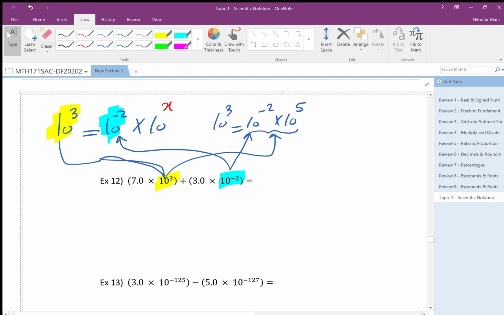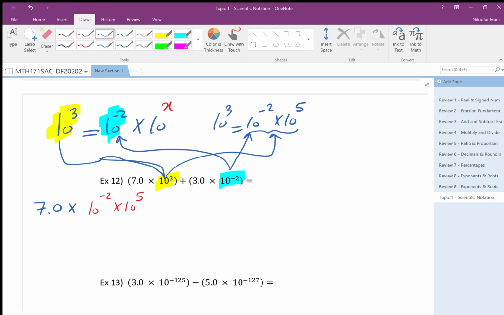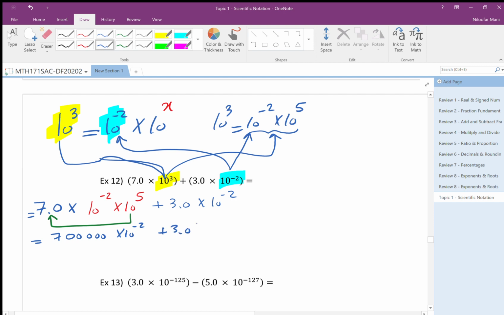Okay, so 7 times 10 power minus 2 times 10 power 5 plus 3 times 10 power minus 2. Remember, minus 2 and 5 together is 10 power 3. I didn't change my 10 power 3. 10 power 3 is still 10 power 3. I'm just expressing in another way to have 10 power minus 2 inside because I want it. Now I combine these two. I don't touch the other because I need it. Okay, I combine. So 7000000 times 10 power minus 2 plus this times 10 power minus 2, which is this.